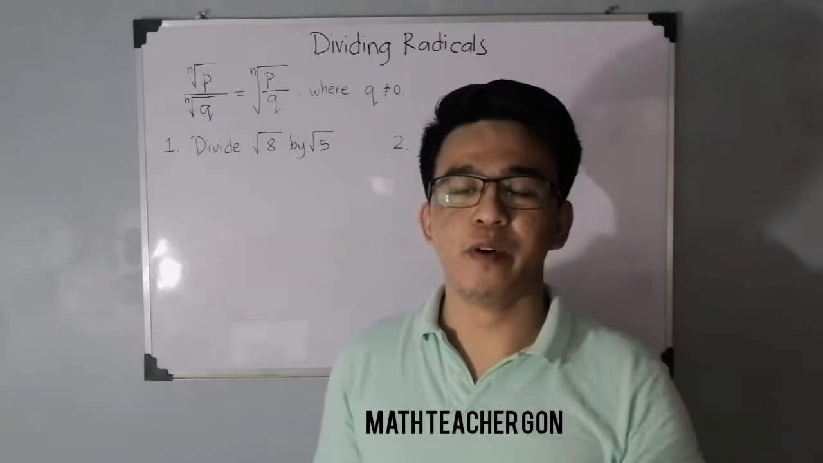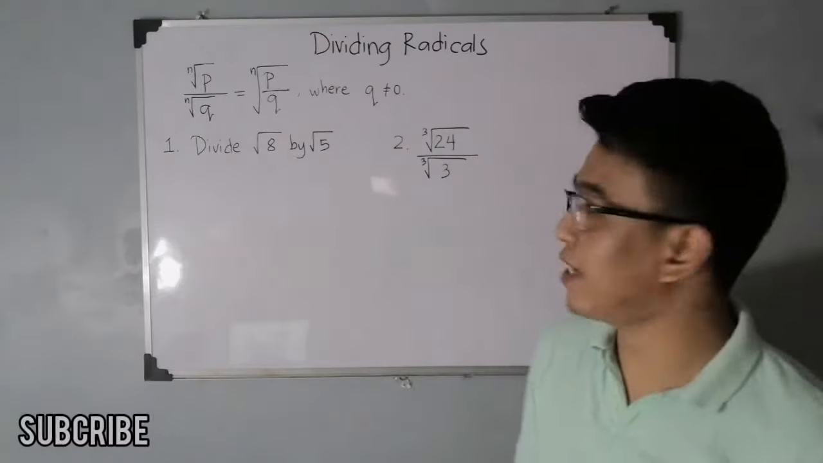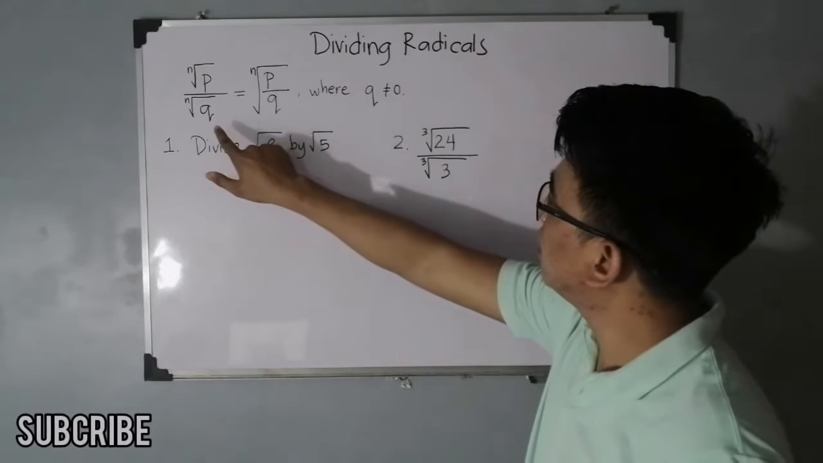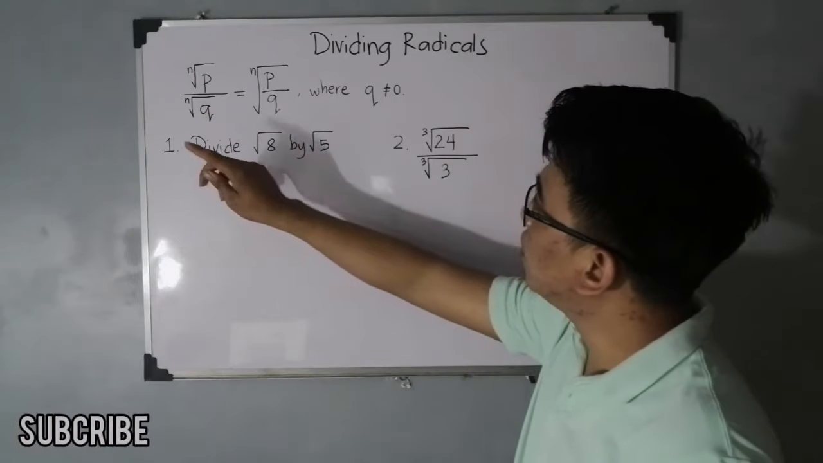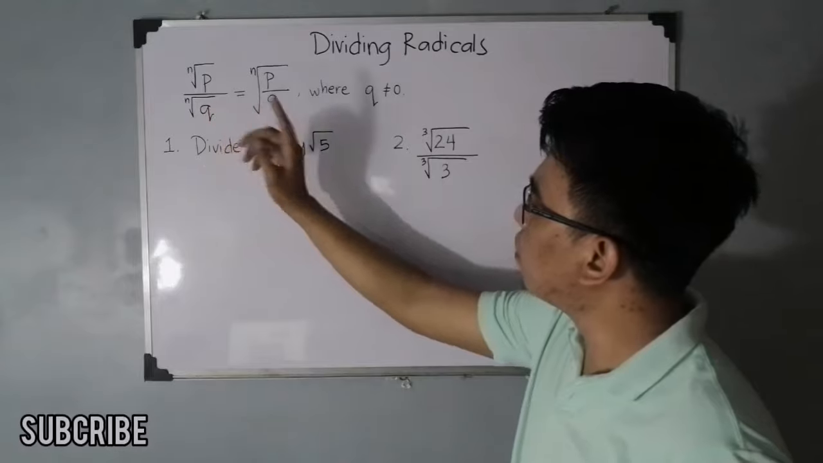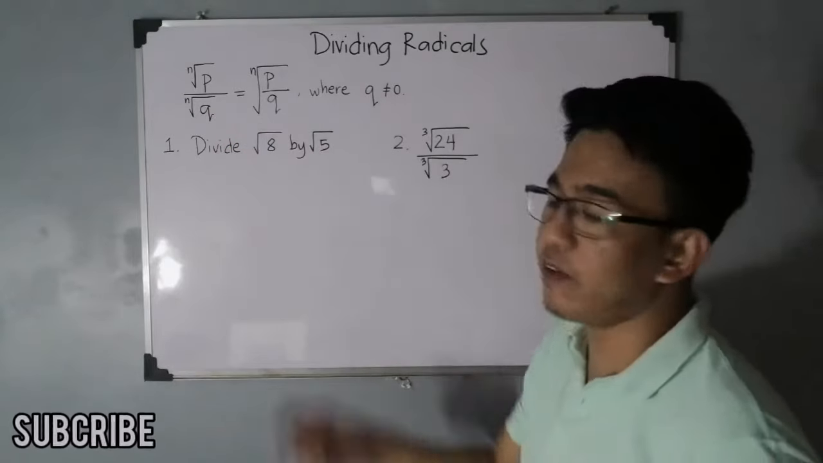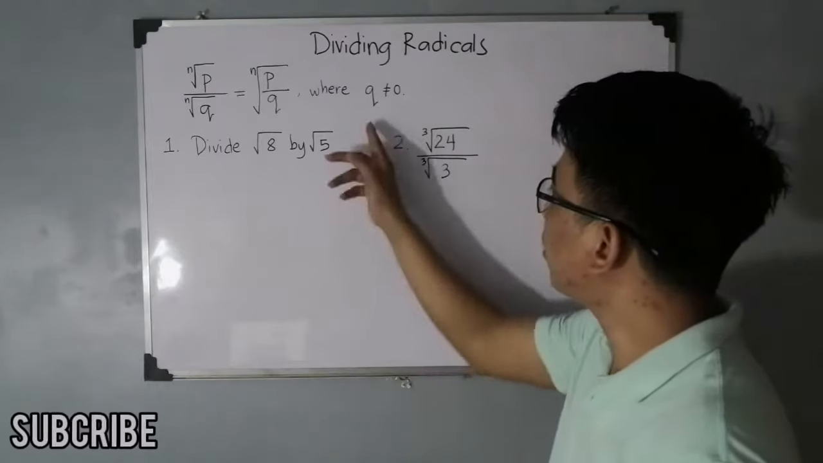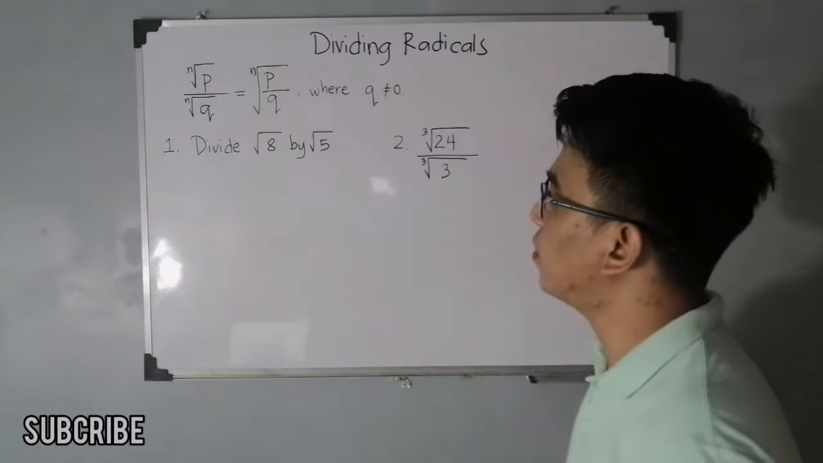In today's video, we will talk about dividing radicals. So we are given here the law of radical in which when we have the nth root of p over the nth root of q, that is equivalent to the nth root of p over q, wherein q is not equal to 0.